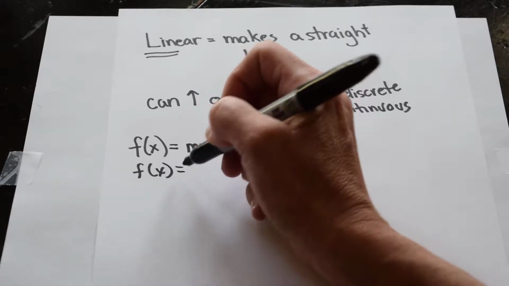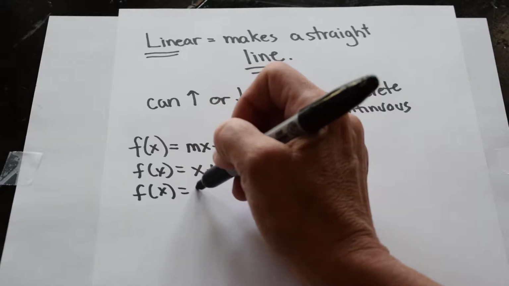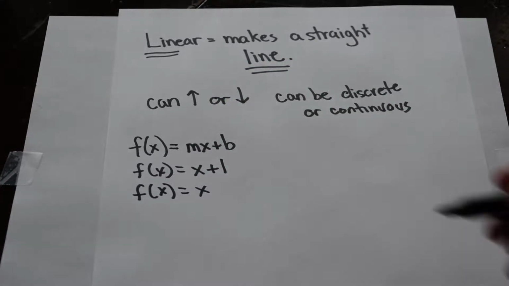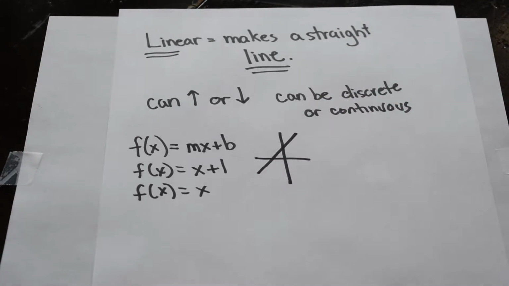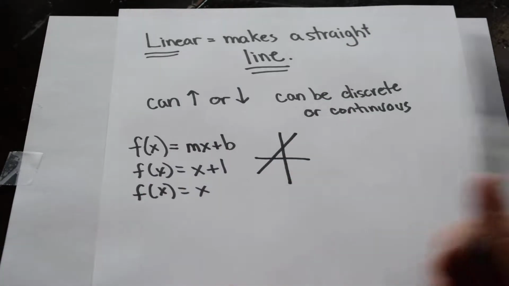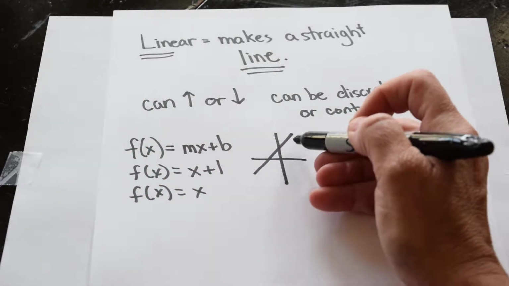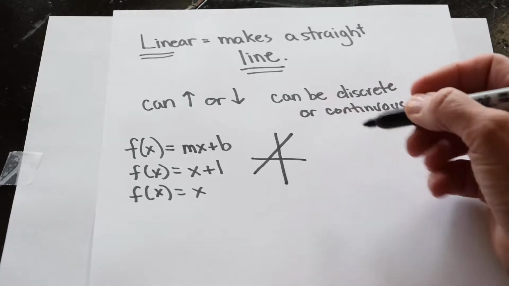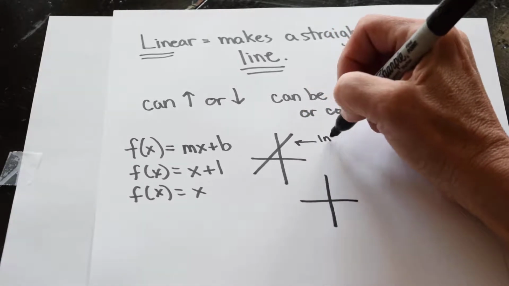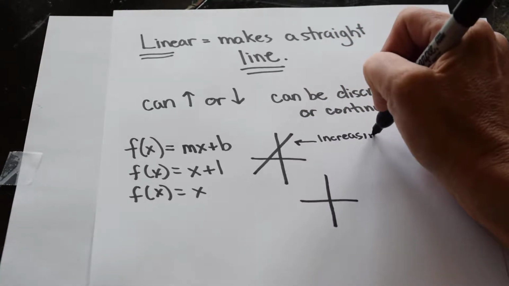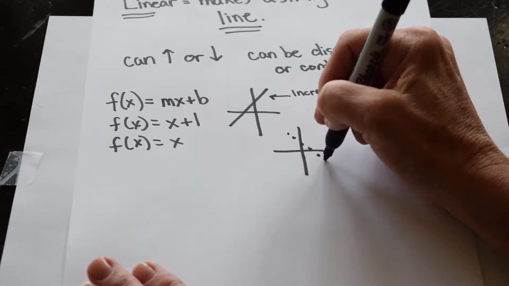F of x equals x plus 1, and these are just a few examples. It could even just equal x. So when we put it in our graphing calculator and we draw it, it's just going to be a straight line. And for deciding if it's increasing or decreasing, we start over here at the left and we go this way. Starting here it goes up, so this one is increasing. I'm going to put that over here so we remember that, increasing. And remember I said it could be discrete or continuous, so we're going to do this one as discrete.